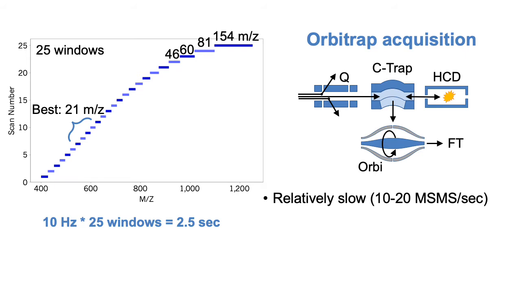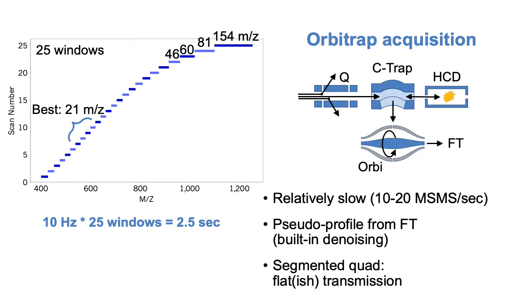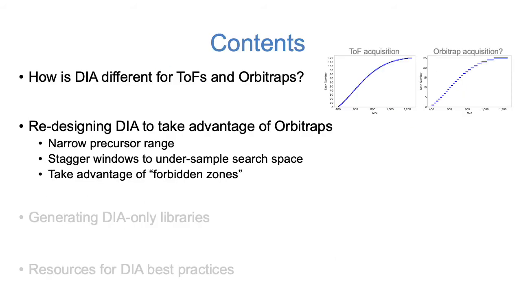First, Orbitrap instruments use trapping devices to help use a higher proportion of the ion beam. Measurements are also Fourier transformed, which tends to help filter out a bunch of this low signal noise. Additionally, since the release of the QE Plus in 2013, they've incorporated a segmented quad, which significantly improves transmission efficiency across the entire window. Well, let's try to build a method from the ground up that uses these features to our advantage.